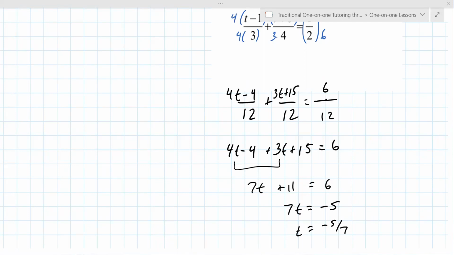That takes us to the end of the stuff that you sent me here. Is there more that you need to go over? I know this is not on there, but could we just run through completing the square? Sure. Okay.